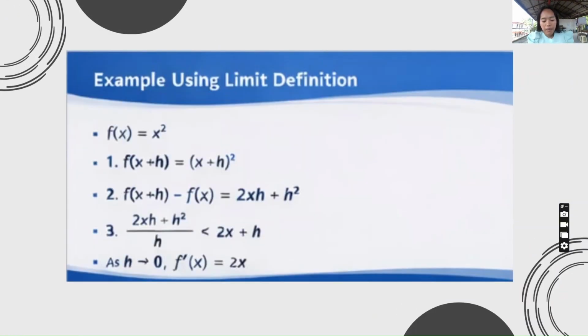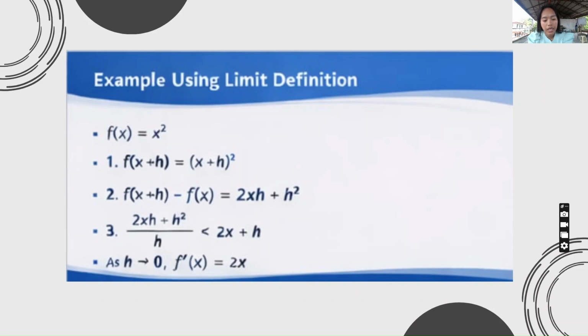All right. So next is an example using the limit definition. Let's apply the limit definition to f of x is equal to x squared to make this more concrete. Step 1, compute f of x plus h. For x squared, this becomes x plus h squared. Then subtract f of x from f of x plus h. This gives us f of x plus h minus f of x is equal to 2xh plus h squared.